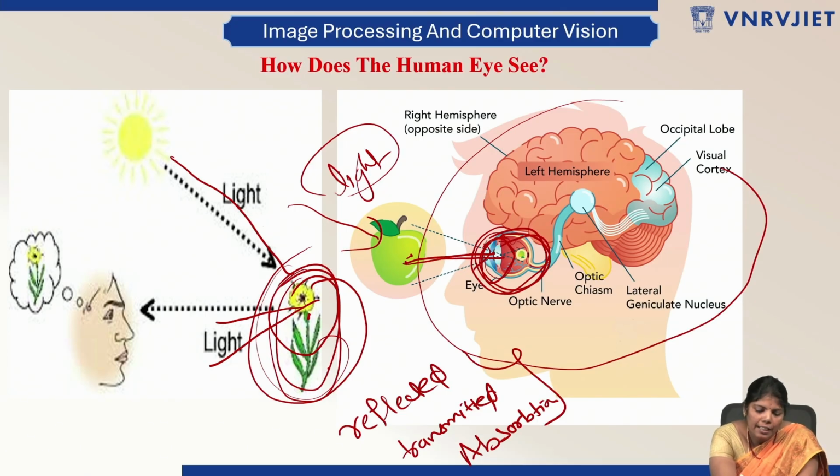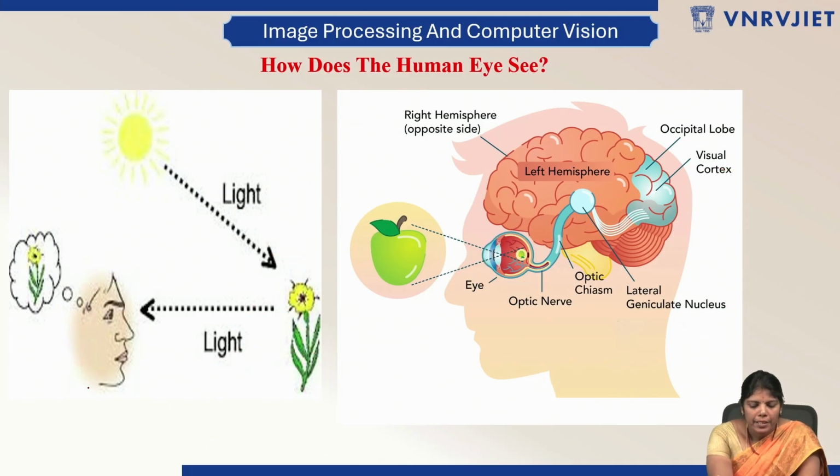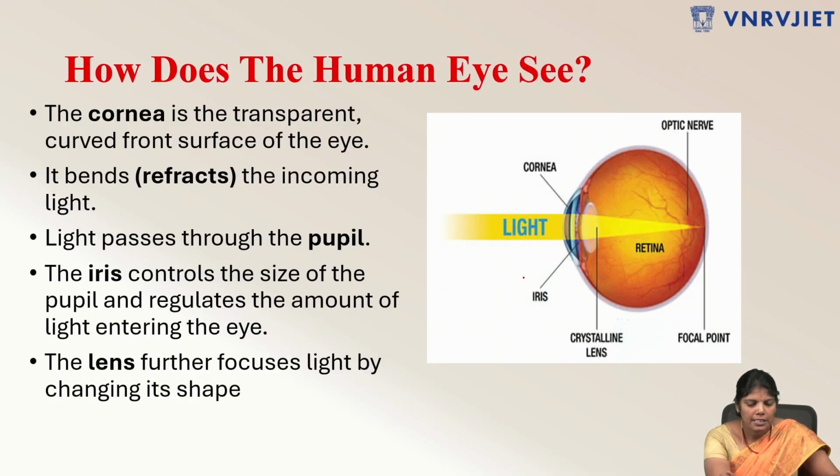Here we have the cornea, which is the topmost layer of the eye. We'll see what the structure of the human eye is. You can see here that the outer part of the human eye is the cornea. It is a transparent layer like glass, because if it were not transparent, how would the light travel through it?